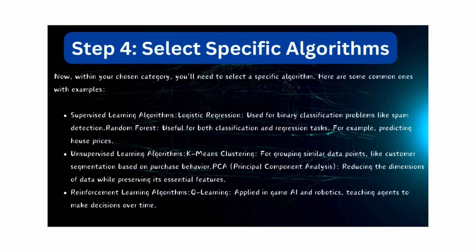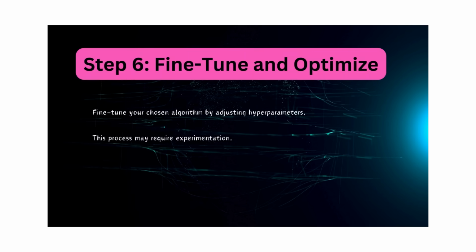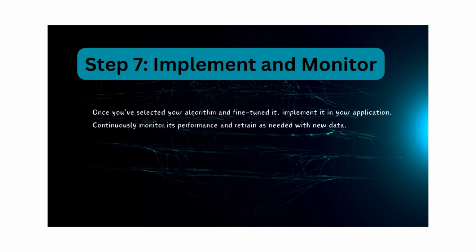Step 5. Evaluate and compare. Now you need to evaluate and compare your selected algorithms using metrics like accuracy, precision, recall, or F1 score. Choose the one that performs the best on your data. Step 6. Fine-tune and optimize. You will now fine-tune your chosen algorithm by adjusting hyperparameters. This process may require experimentation. Step 7. Implement and monitor. Once you've selected your algorithm and fine-tuned it, implement it in your application. Continuously monitor its performance and retrain as needed with new data.